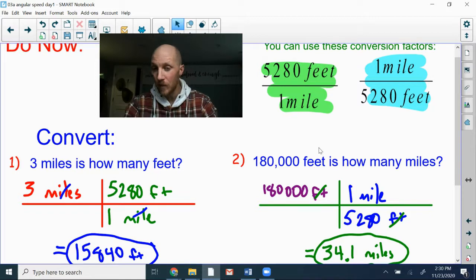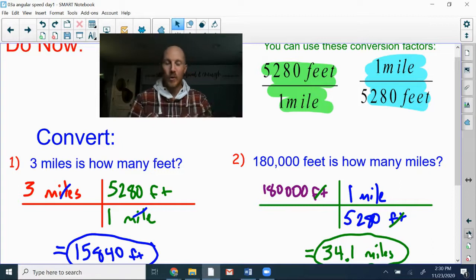For number two, since I was given 180,000 feet, I used a blue conversion factor so that my units of feet in purple and my feet in blue, one is the numerator, one's the denominator, and they will cancel each other out, and then it is a division: 180,000 divided by 5280.